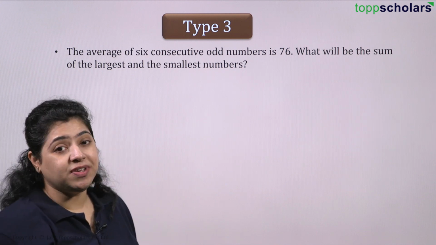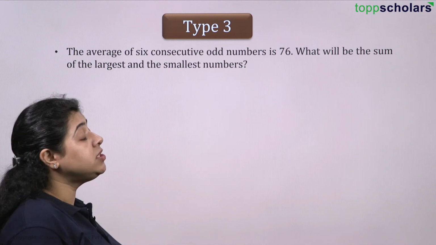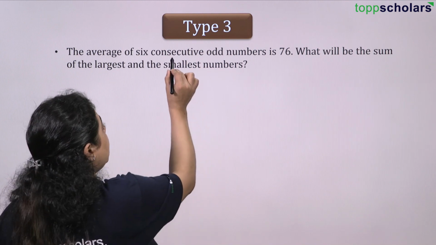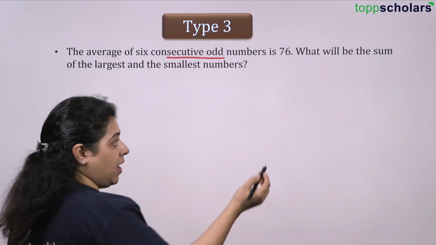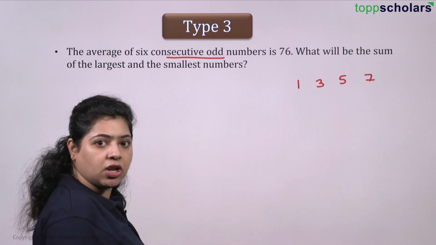Okay. For this we need to understand what consecutive numbers are, correct? Here it is saying consecutive odd numbers. Consecutive means one after the other. But here we are saying consecutive odd numbers. So let us say we have 1, 3, 5, 7. These are nothing but consecutive odd numbers.